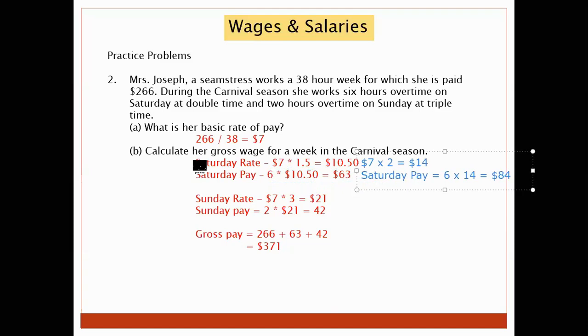And then in total, her gross pay should have been 266 plus 84 plus 42. So in total, she would have made for that time period $392. So the corrected answer is in blue. And if you got it, you obviously beat the teacher.